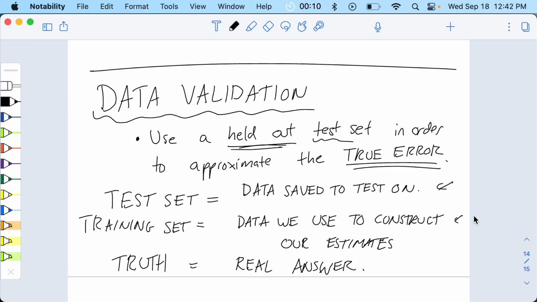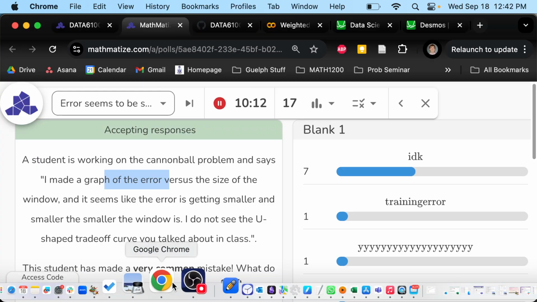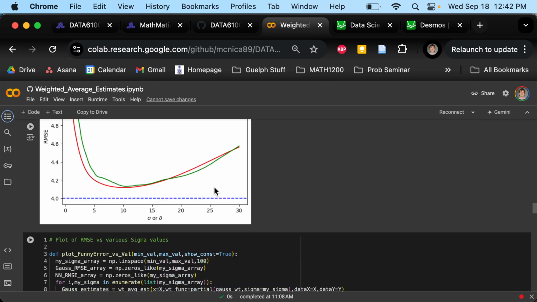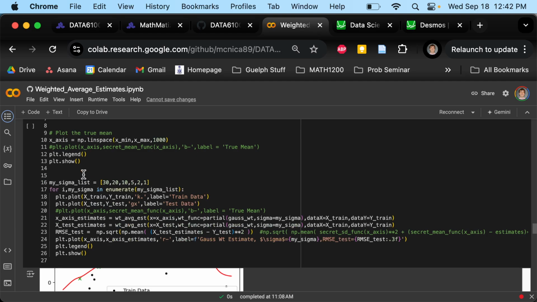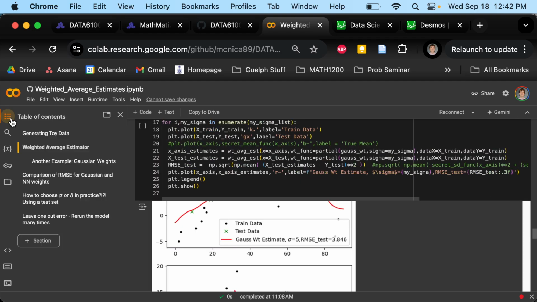The training set is exactly what we did before. We have the points, we can do all those averages, but now we have this test set, and we use the test set as an approximation for the truth. All right, let me show you what this looks like in the Python code. So, here's the Python code. The next section is on these things.